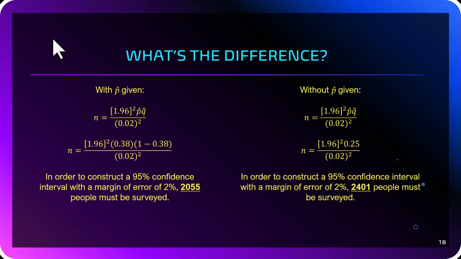So if, like me, you're wondering, well, does it really matter? Did I make a significant difference in the number of people I would need to survey with or without p hat? Well, without p hat, remember we needed to survey 2,400 people about, right? And with p hat, we got that number down to closer to 2,000, right? 2,055. So that's a difference of more than 300 people. And remember, we said time is money, right? So that difference could make a significant difference in the amount of time and energy you put into your survey. So it could make a difference.